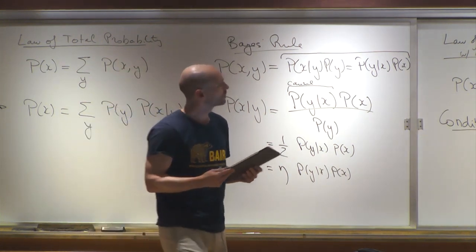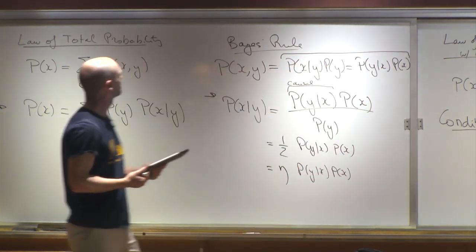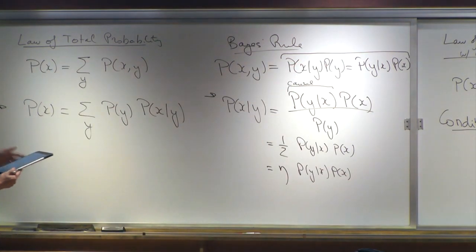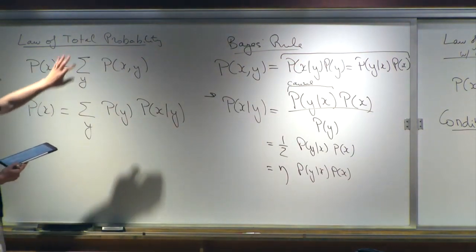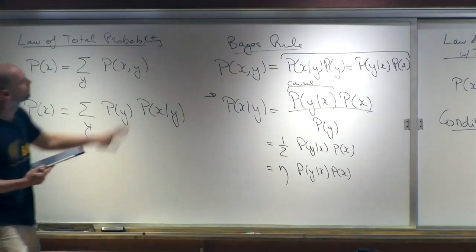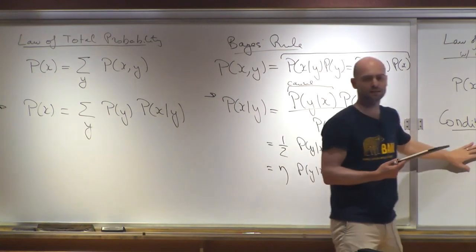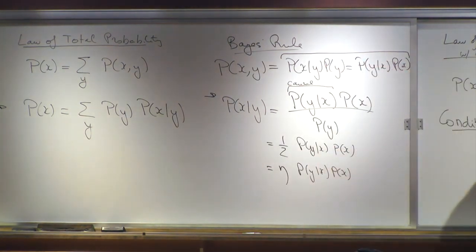OK, so this is really everything we need. We just need three things. We need the law of total probability, the regular version and the conditioned version. We need Bayes' rule, the regular version and the conditioned version. And we need the notion of conditional independence, which will allow us to simplify equations.